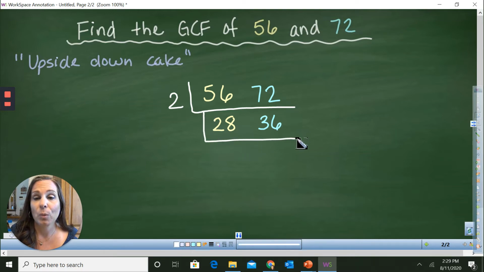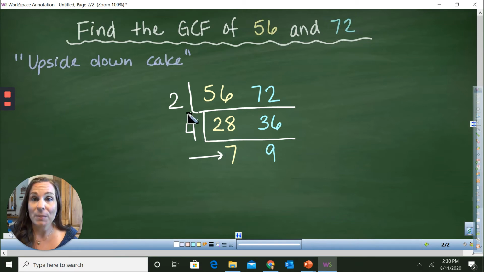What number goes into both 28 and 36 with no remainder? Both of these numbers are multiples of 4. So I know that 4 goes in, so I'm going to divide each one by 4. That gives me 7. 36 divided by 4 gives me 9. When I get to this point, 7 and 9 have no common factors. In other words, there's no number that I can think of that goes into 7 and 9 without a remainder. So that means that I'm done.